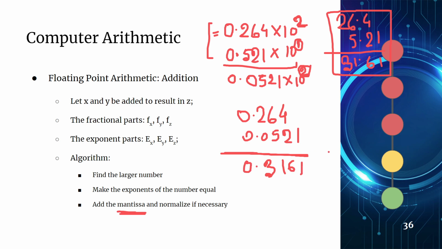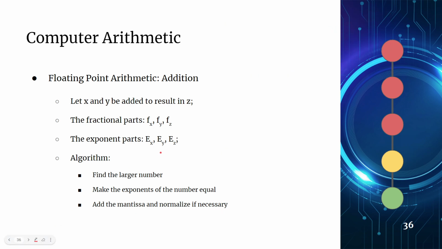So 0.3161, and as you can see, all the powers over here are 2. So this is our fz, which is 0.3161, and we have an ez, which will equal 2, as all the other numbers are 2. If somehow our sum resulted in something like 3.3161 or so, in that case we would need to normalize it once again, that is convert it into a floating point representation again. So here's an example of addition. Please take your time, pause the video, or have a practice yourself.